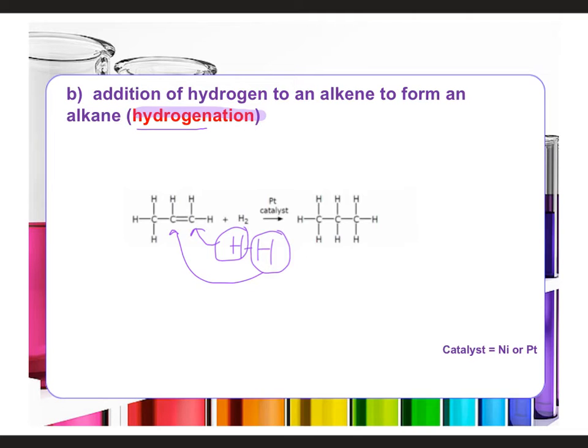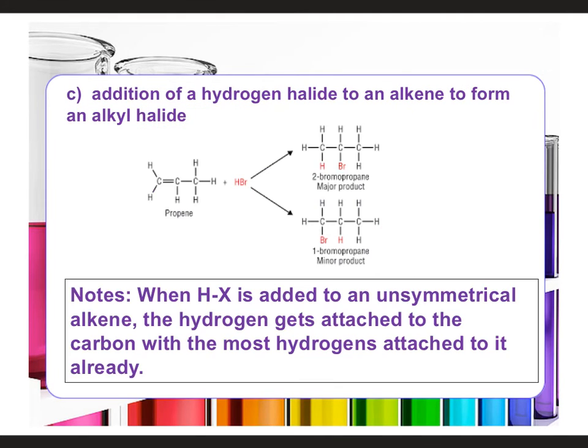Once you've broken apart that double bond and added the hydrogens, we're going to be left with an alkane. Addition of a hydrogen halide, and this could be any hydrogen that is attached to a halogen, anything in group 17, and we're going to add this to an alkene with the double bond. Now, it is worth pointing out that there are slightly different rules as to whether it's a symmetrical alkene or an unsymmetrical alkene.